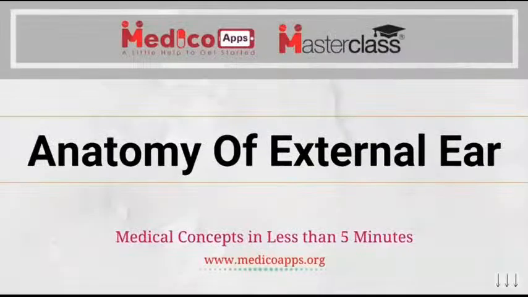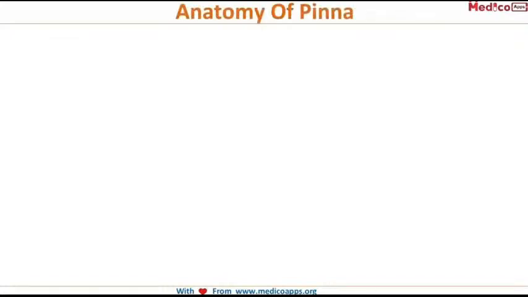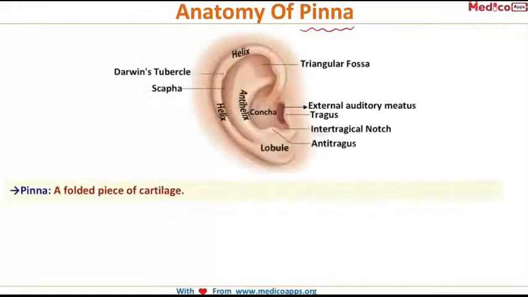Apps masterclass, we'll be learning about the anatomy of the external ear. Whenever we talk about the anatomy of the external ear, the first thing we remember is the pinna, and we all know this is how it appears. The pinna is a folded piece of cartilage. You can see here all of this is the pinna, and it is a folded piece of cartilage.